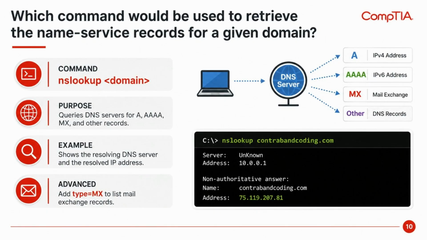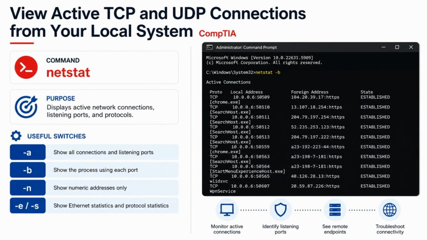Unlike tracert, this tool conducts a prolonged test, allowing it to calculate packet loss statistics for each node along the path. For troubleshooting name resolution issues, the nslookup command is your go-to tool. It allows you to query DNS servers for various records, such as A, AAAA, or mail exchange, or MX records. The netstat command is essential for viewing active TCP and UDP connections on your system. Using switches like -a, -b, or -n helps you identify listening ports, specific processes, and numeric addresses.